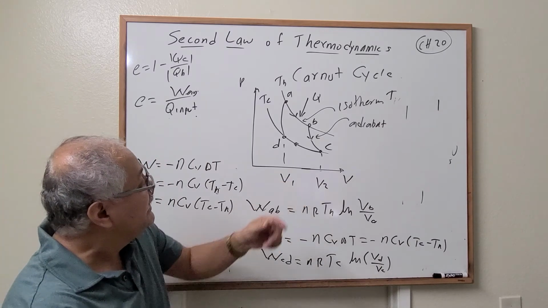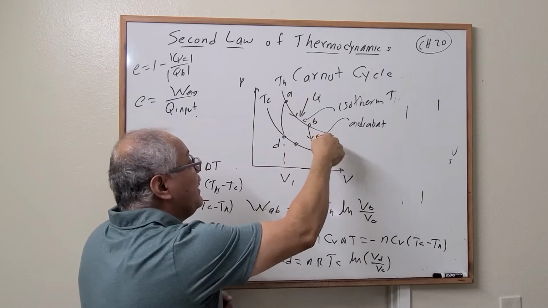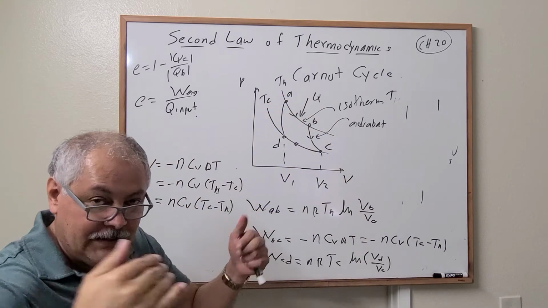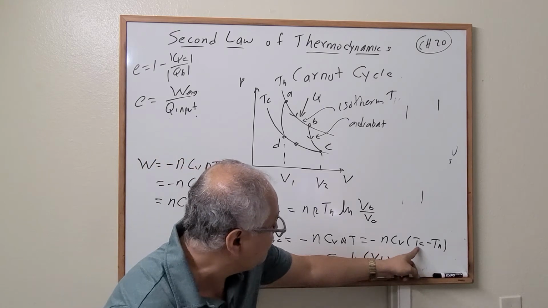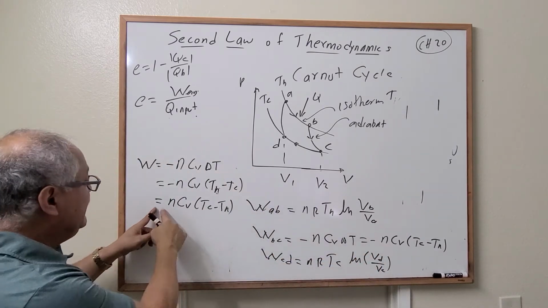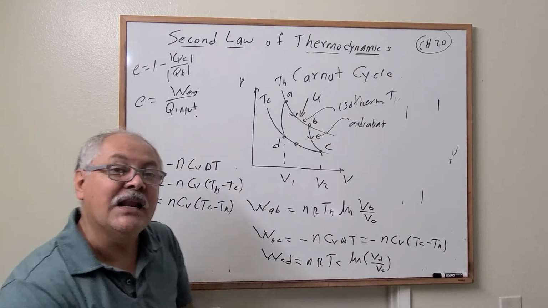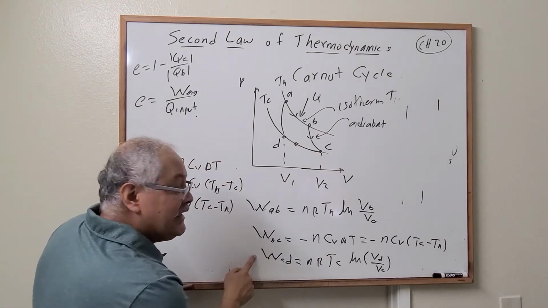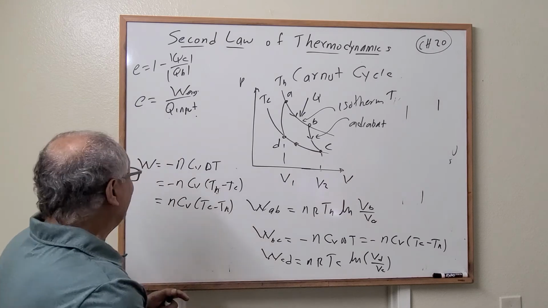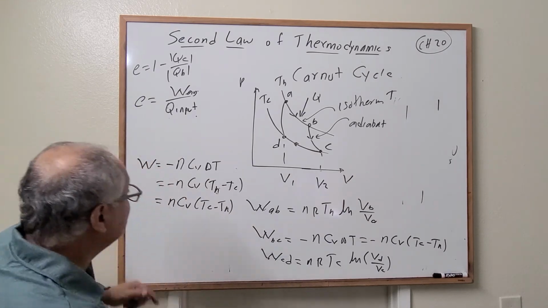For an adiabat, if this work is positive, the other is negative, and they cancel out, as we can see right here. It's the same quantity. This is negative and this is positive, so they cancel out. So what should then be the net work? The net work is only this plus this. Got it? Okay, let's do it.